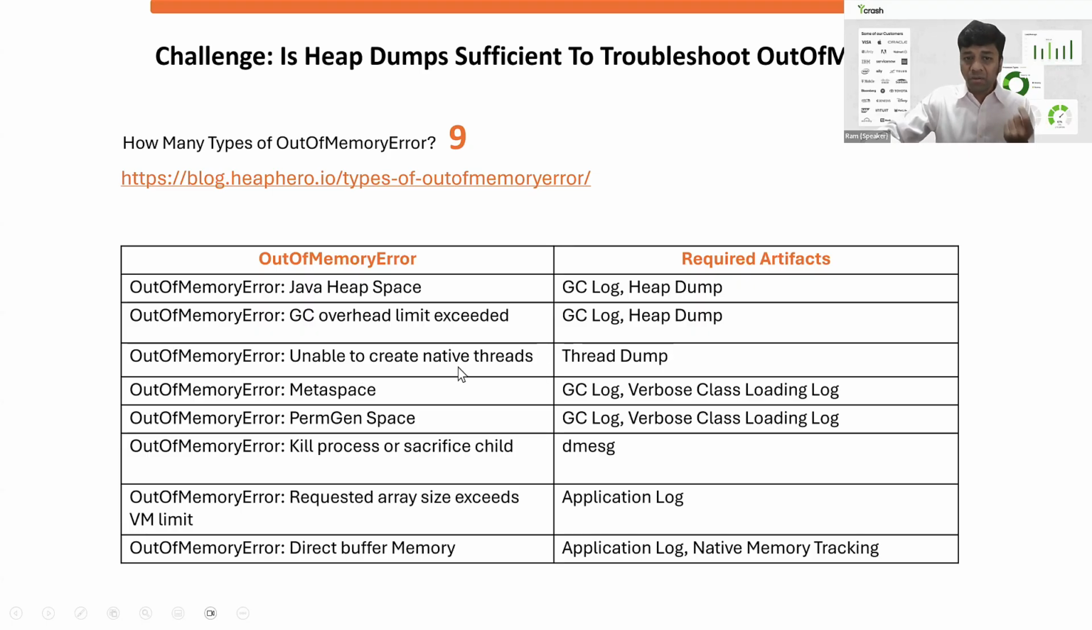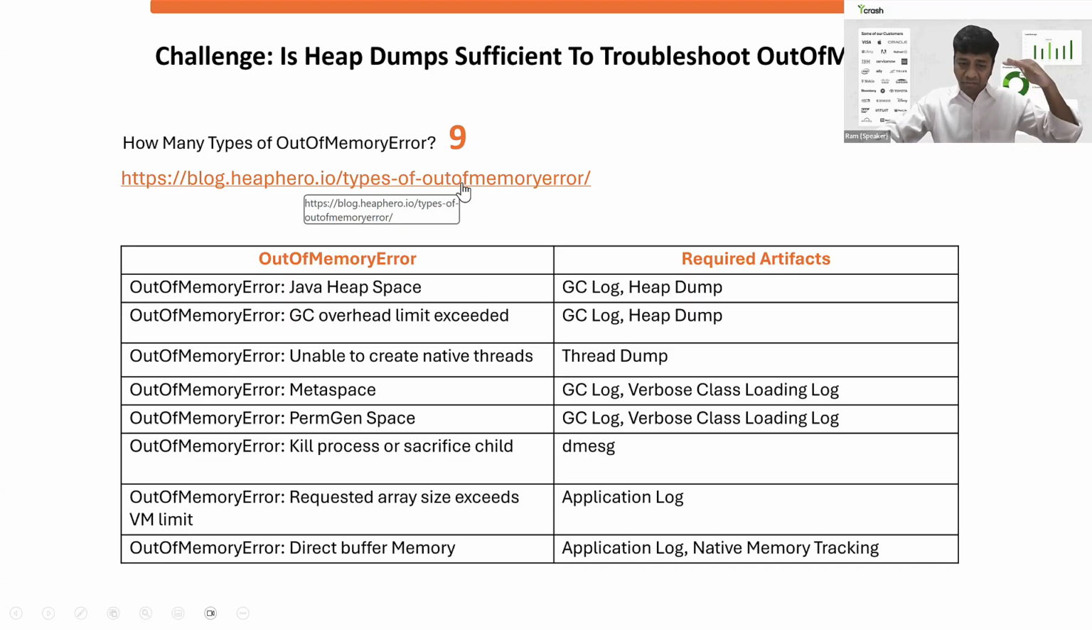When you get unable to create new native thread, I want to use thread dumps to see what it is. If I get metaspace, I need to see the verbose class loading log, right? I need different artifacts. So friends, how to troubleshoot all these 9 different types of out of memory error? Here is a link, and we have made a webinar in the past on it. So you may want to go and look at this. Here is a link. You may want to take a look at it.